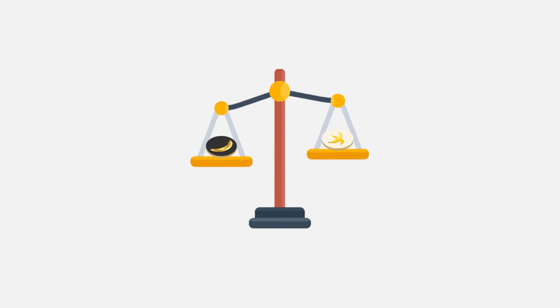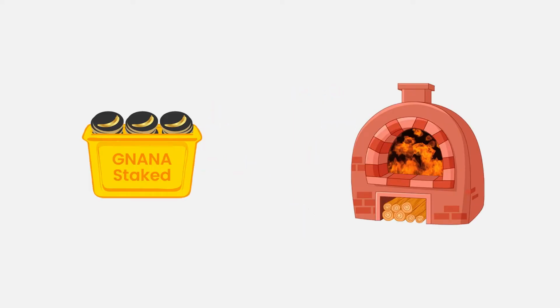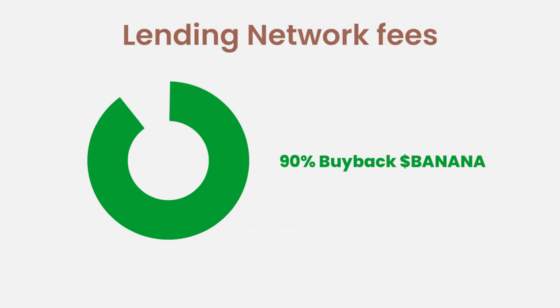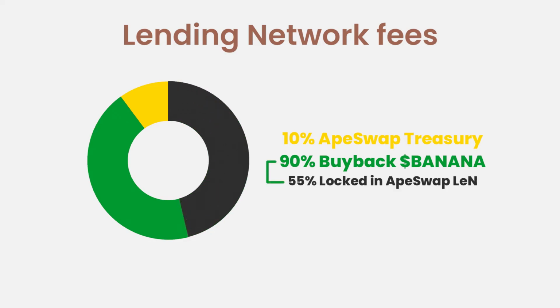GNANA, as we said before, is complementary to Banana. The GNANA that is staked in pools collects reflect fees. We convert all GNANA collected from GNANA pools back to Banana and then burn it. Also, to buy GNANA users incur a 28% burn fee, burning even more bananas. Regarding ApeSwap lending network fees, 90% is destined to buy back Banana, and 10% for ApeSwap treasury. Of the buyback amount, 55% is locked in the ApeSwap lending network forever, and 30% is burned.